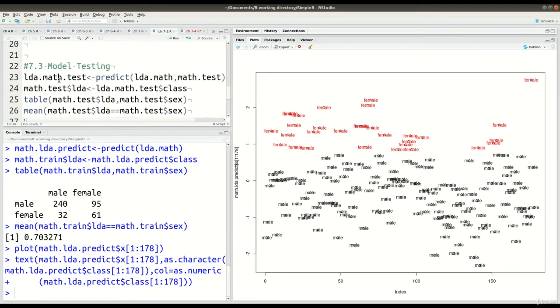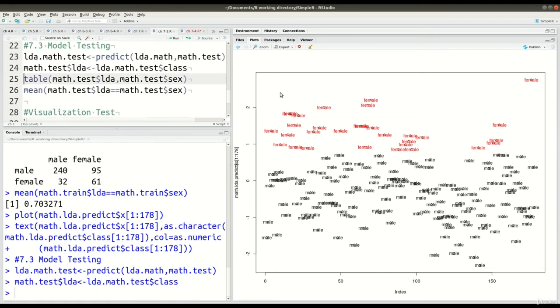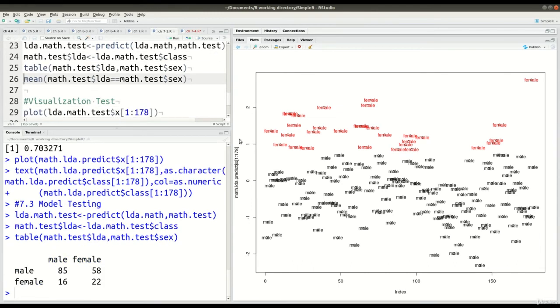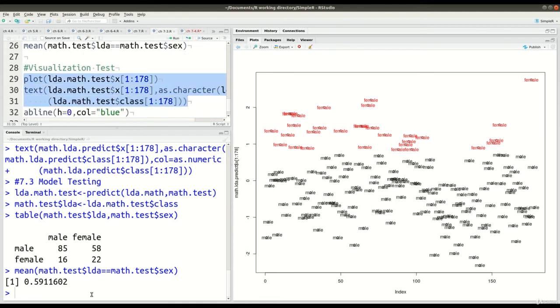Now for the test, or actually the validation set, we take our model, LDA.math, and we now use the test set, math.test, and we run our results here. Again, this is mostly review, nothing new here. And you can see right here, what's the accuracy in line 26? 59%. So there's quite a bit of a drop off. This means that we're having difficulty using our model in a different context. It's not generalizing well.